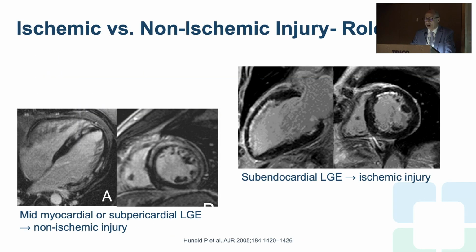These are examples of ischemic and non-ischemic injury on MRI. When you see this brightness, this gadolinium enhancement in the subendocardium, right at the junction between the myocardium and the lumen, that is the typical, pathognomonic feature of ischemic injury. That's what we define as ischemic injury, subendocardial gadolinium enhancement. When the enhancement is in the middle of the myocardium or subepicardial, meaning there is space between the gadolinium enhancement and the lumen, that tells you this is not of ischemic nature. This is typically what myocarditis looks like.